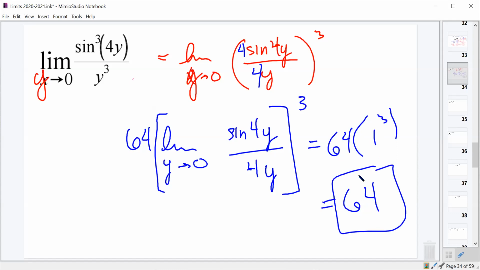How do you guys feel about that? Looks good. Yep. All right. Any questions on that? Because they're only going to get more difficult.